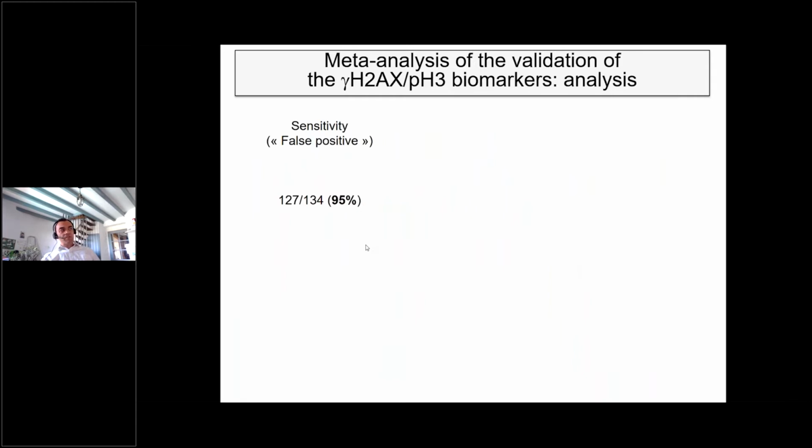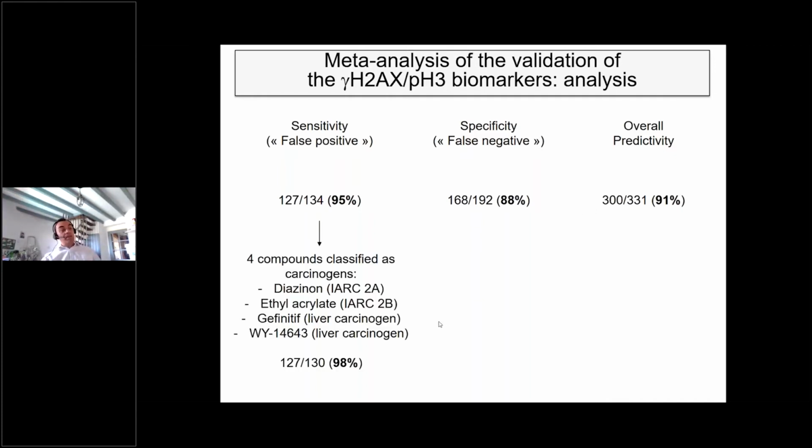When we check for sensitivity, so to be sure that you are not false positive, we have more than 95% of sensitivity. For specificity, we have 88%, and so an overall predictivity of 91%. But when you check the different compounds, so here the 4 compounds are classified in 5 carcinogens. So in my mind, maybe gamma-H2AX, this new biomarker, could be able to determine carcinogenic compounds that could not be determined easily with other genotoxicity assays.